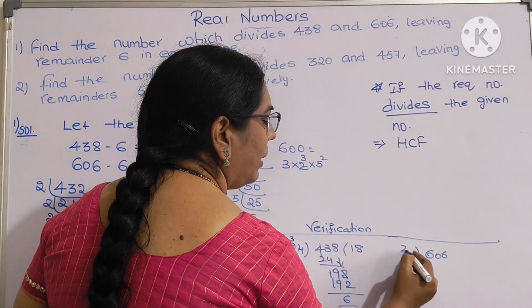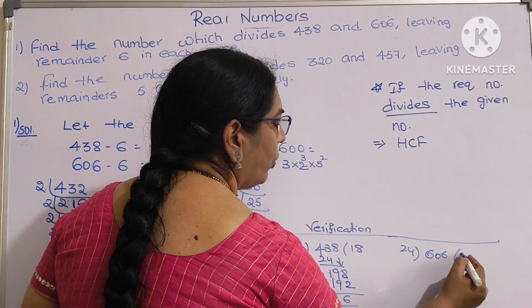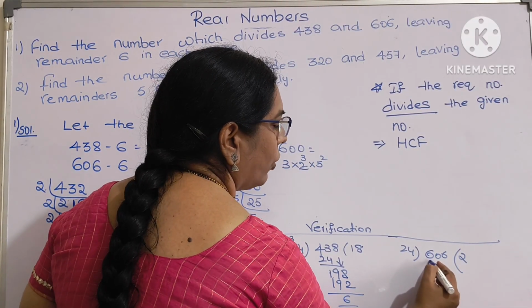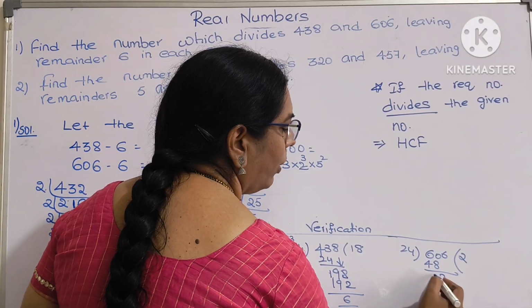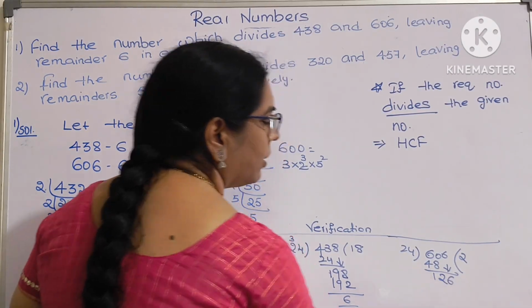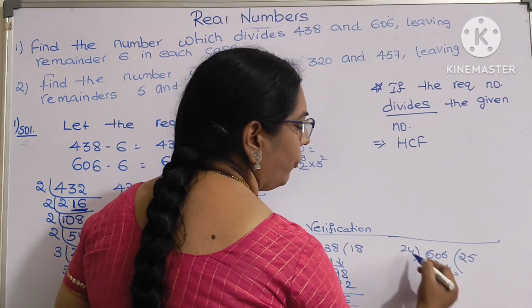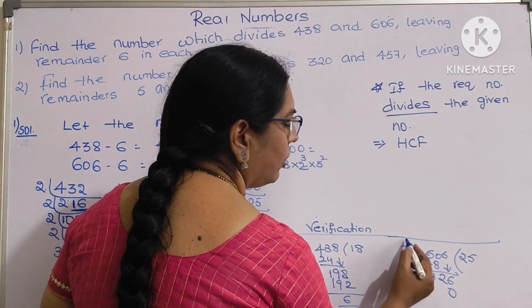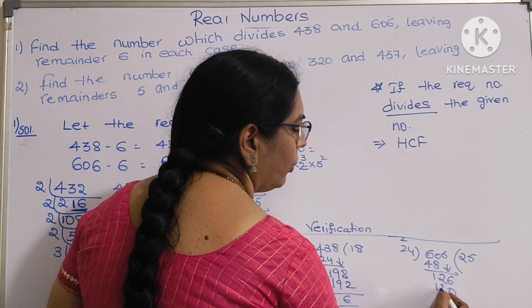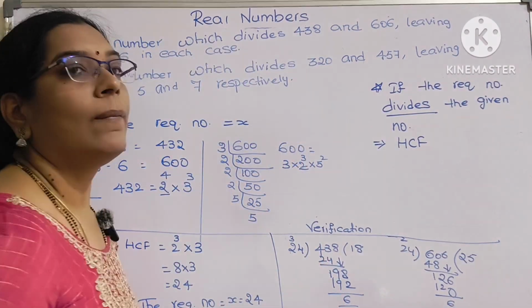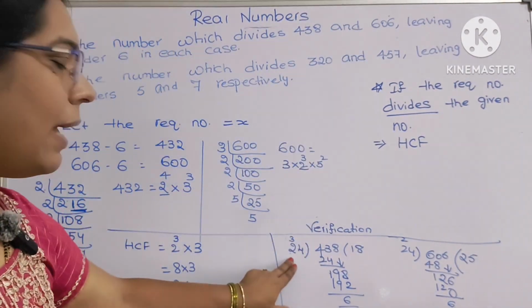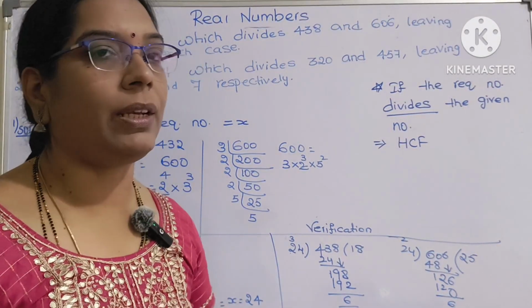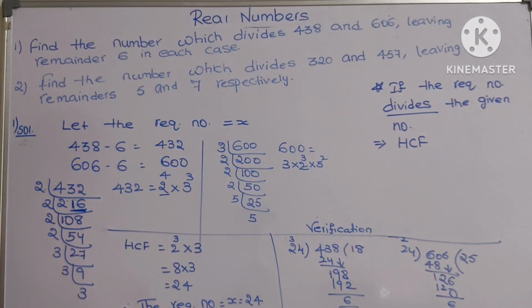606. I am dividing this with the 24. 24 twos is 48. So how much is that? 2 here, 1, 6. I will check with 5. 25 4s, 5 4s are 20, 0, 2 carry. 5 2s are 10, 12, the remainder is 6. So in both the cases, when I am dividing the given numbers with the answer 24, I am getting a remainder 6. So our answer is right.